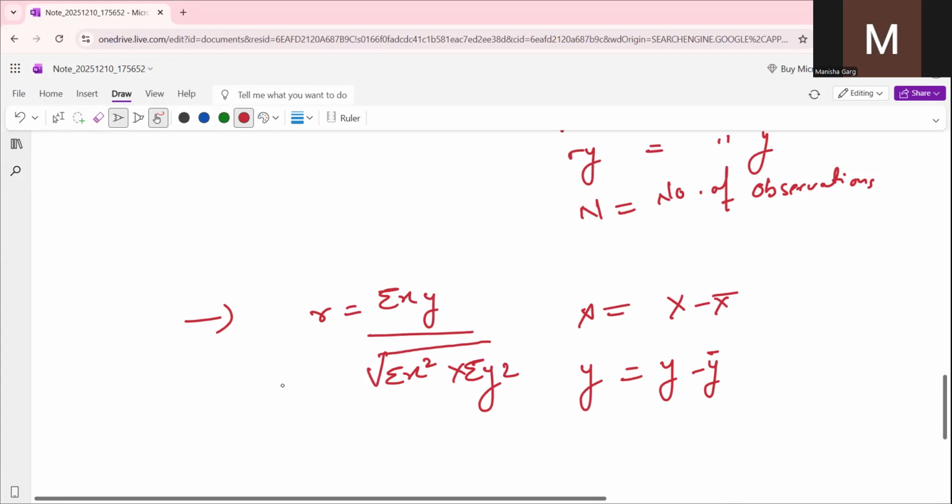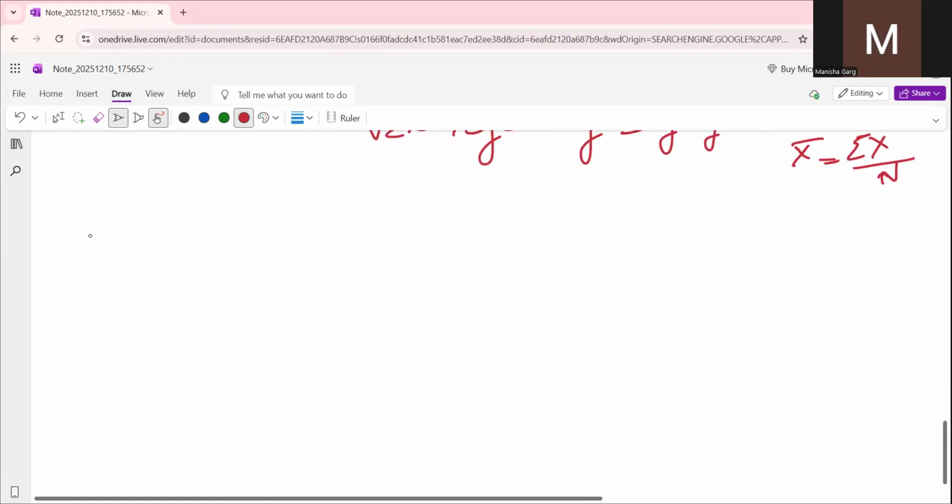So in questions, we will use this one formula. x mean is equal to summation of x divided by number of observation. Okay, let's start with an example so that we can clear the correlation formula.